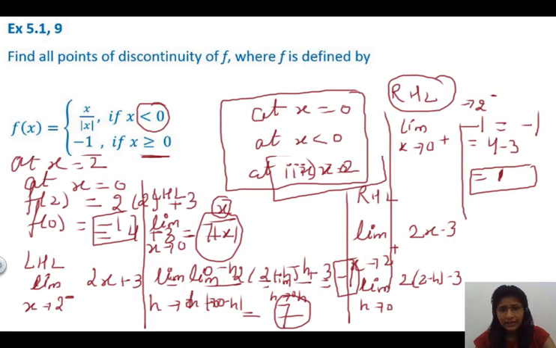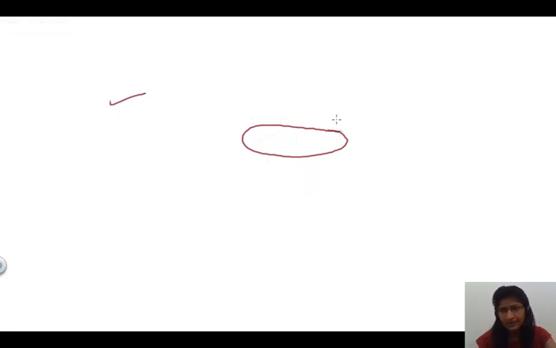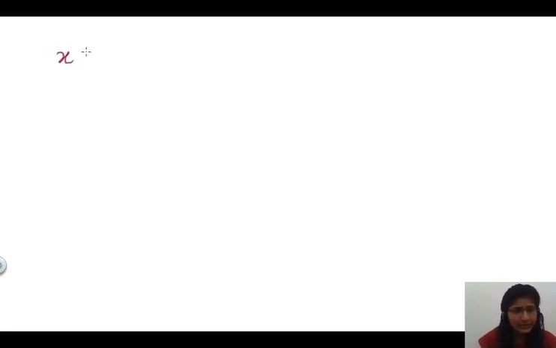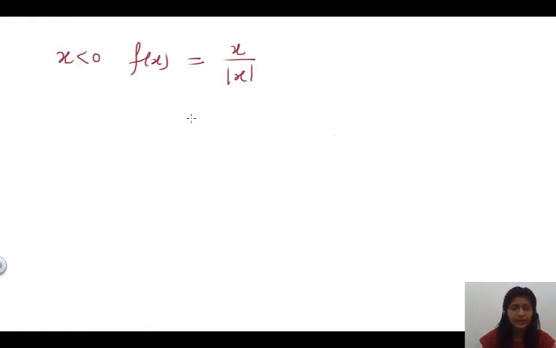Suppose we take now x less than 0. For x less than 0, I see the case is x upon modulus of x. Let us write that in the next slide. So when x is less than 0, our function to be taken is x upon modulus of x. Let us just recheck it. See, x less than 0, we have x upon modulus of x. Okay, now let us check it.